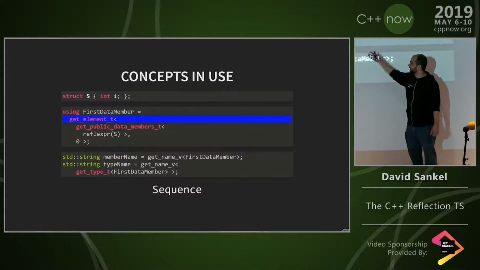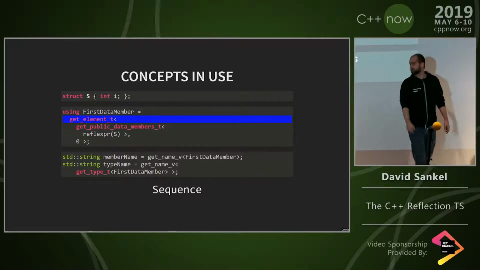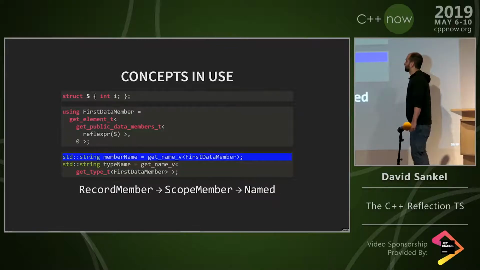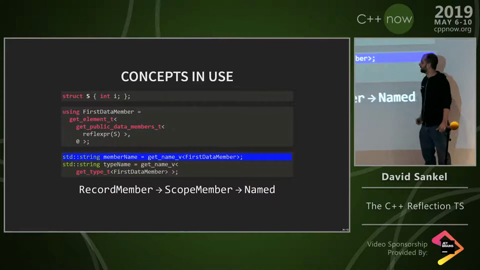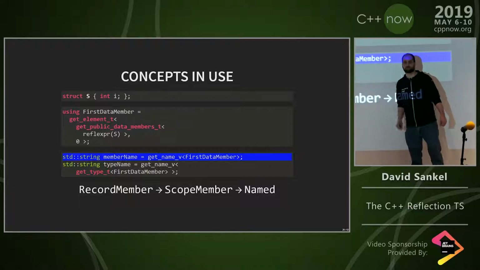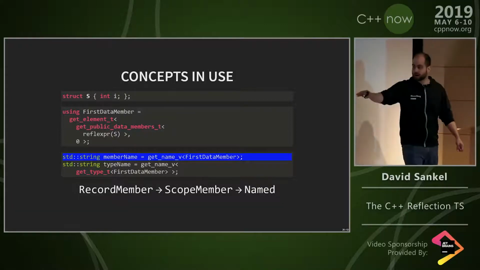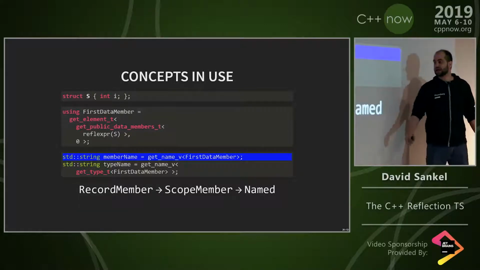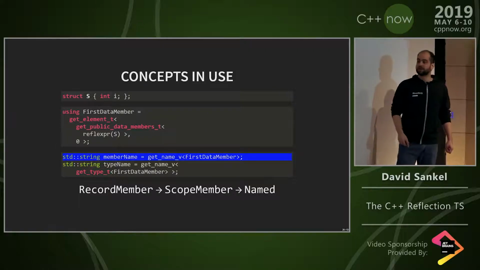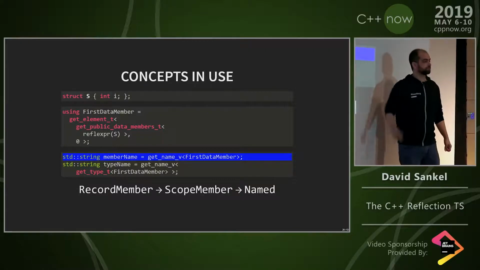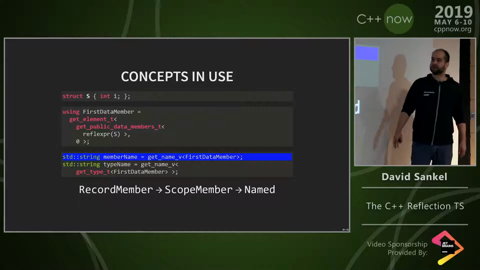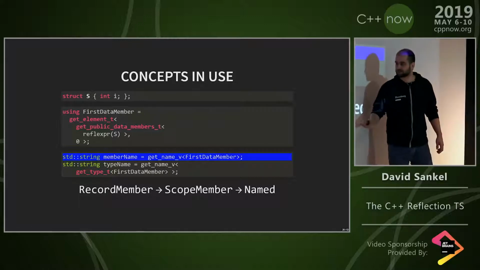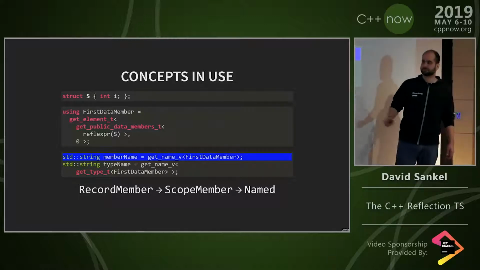Now, get element works on sequences. So get public data members returns an object sequence, so I can use get element on it just fine. Now, the first data member is a record member. All record members are scope members, and all scope members are named, which means that I can use get name on the thing. I have access to all the functions that are available for record member and scope member and named for that type.